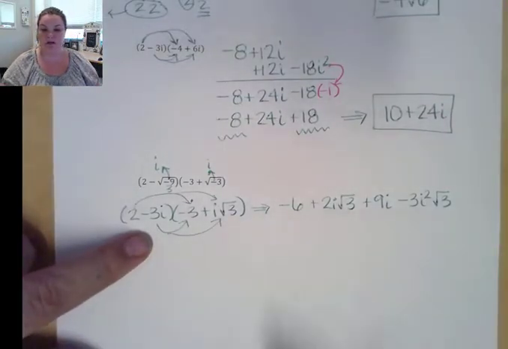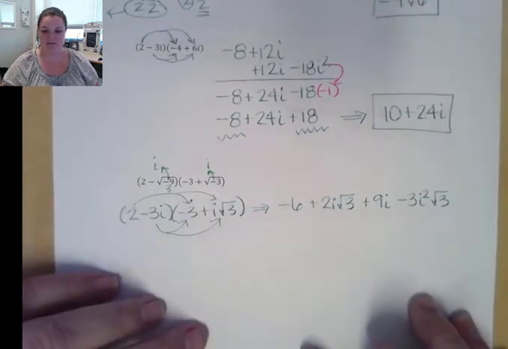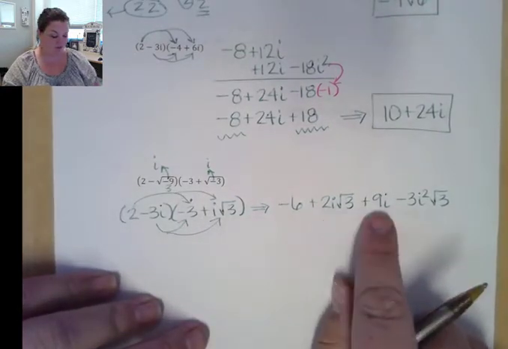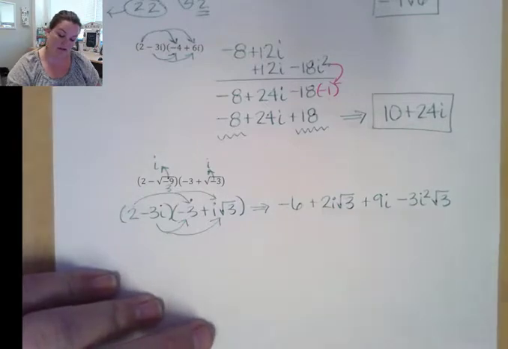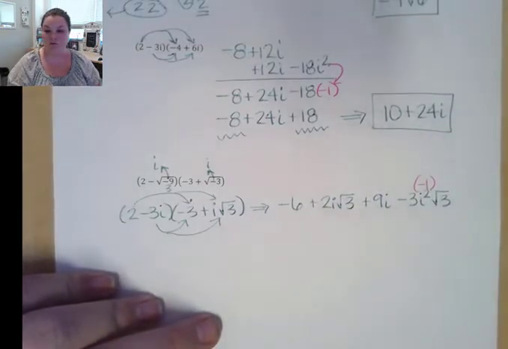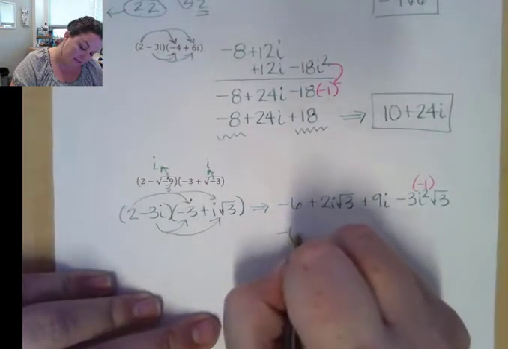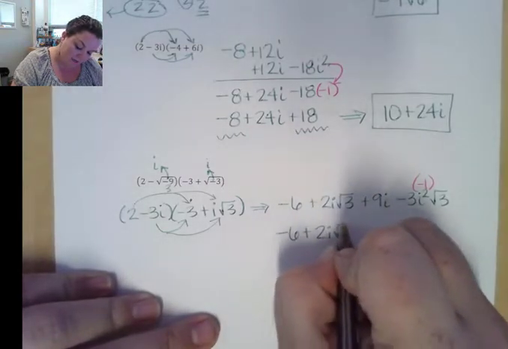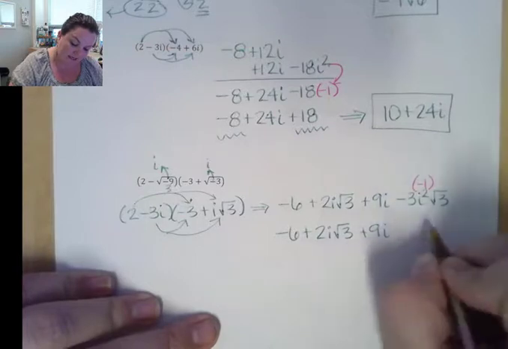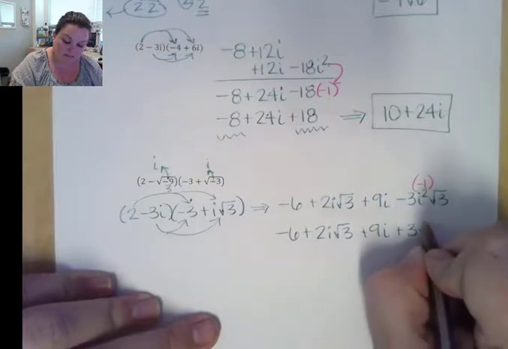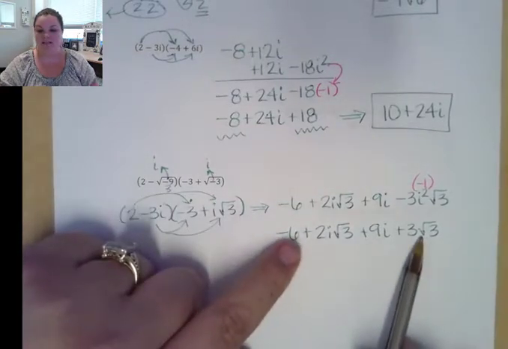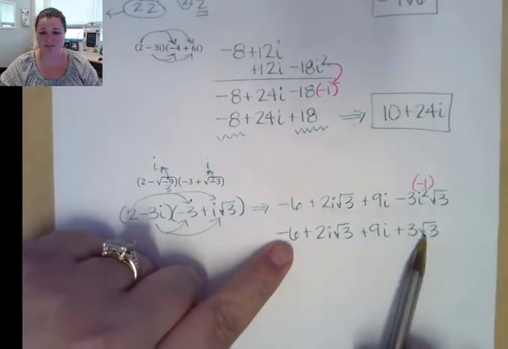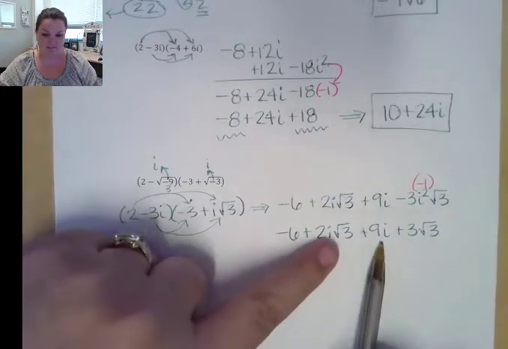Okay. All right, and then I need to see if there's anything I can simplify. I can't really combine my two i terms because one has a radical and the other one doesn't. But I can simplify the i squared, which is a -1, right? So I get -6 plus 2i square root of 3 plus 9i, and this becomes a positive 3 square root of 3. Okay. Now again, you can't combine the -6 and the 3 square root of 3 because they're not like terms, because this one has a radical and this one doesn't. Same thing with the i's.